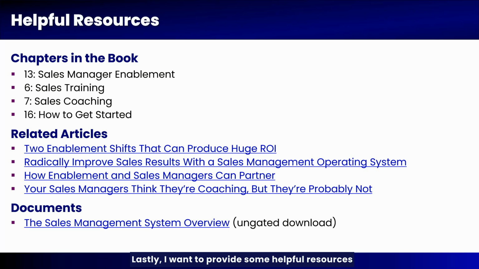Lastly, I want to provide some helpful resources because I know I've left you with an assignment and some work to do. In the book, The Building Blocks of Sales Enablement, these are the chapters that are most helpful for Sales Manager Enablement specifically. Chapter 13 is all about Sales Manager Enablement. Chapter 6 is about sales training, which you'll need to know to train your managers effectively. Chapter 7 is about sales coaching. You and their leaders should be coaching your managers on how to be better coaches, and they should be coaching their teams. Chapter 16 is about how to get started.